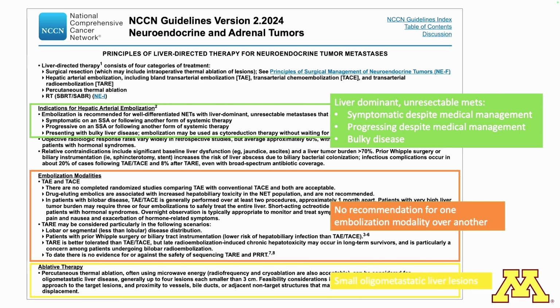And then there is ablative therapy, which is a direct ablation of the tumor. And the role is for small, which means ideally less than 3 centimeters, oligometastatic, ideally less than 4, less than 5 centimeter liver lesions. And what that entails is we go directly with our probes.